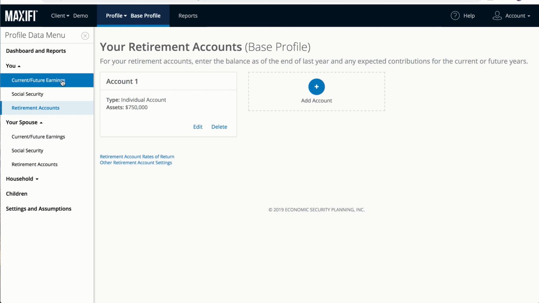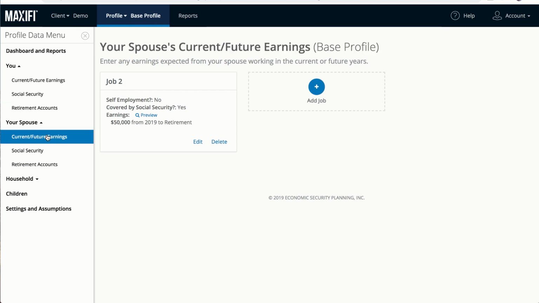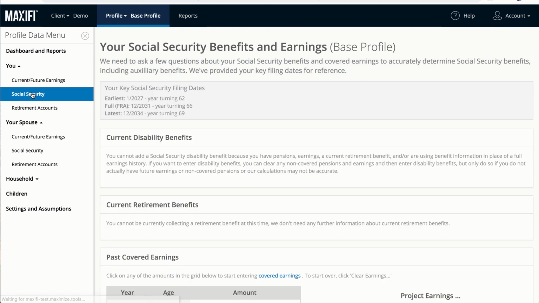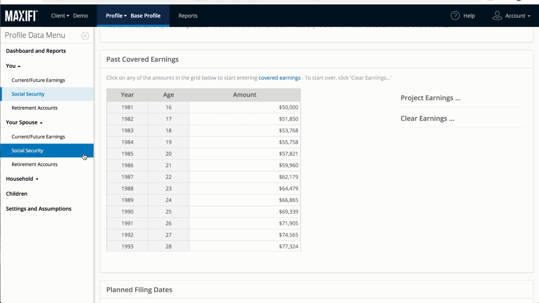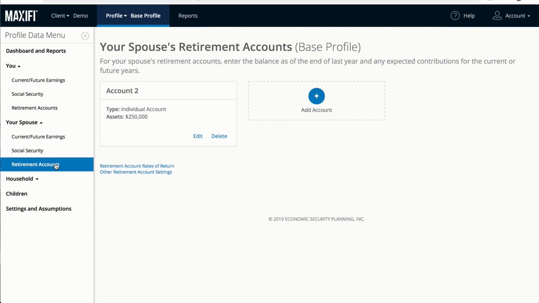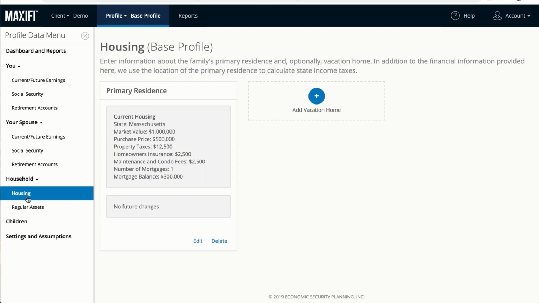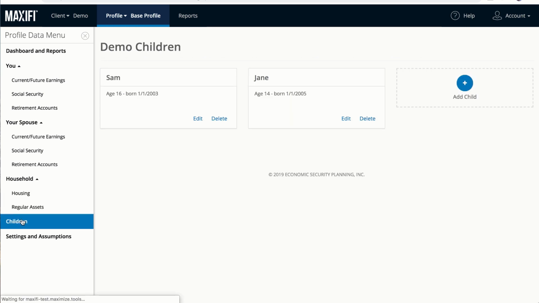It's a couple. The couple's age 54, both the husband and the wife. One of the spouses earns $200,000 and the other spouse earns $50,000. They both have Social Security earnings histories, which are entered here into the program. And they have retirement accounts. One spouse has a $750,000 retirement account. The other has $250,000, so $1 million in total. The household also has regular assets, non-retirement account assets of $400,000. They have a house that's worth $1 million with a $300,000 mortgage, and they have two children, age 14 and age 16.